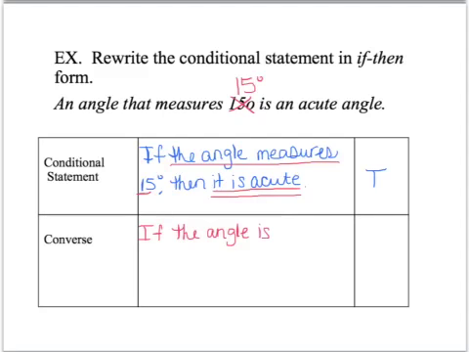is acute, then it measures 15 degrees. Is that true? If it's acute, it can only be 15 degrees. No, that's false. A counterexample might be a 30-degree angle. It is still acute, but it is not 15 degrees.